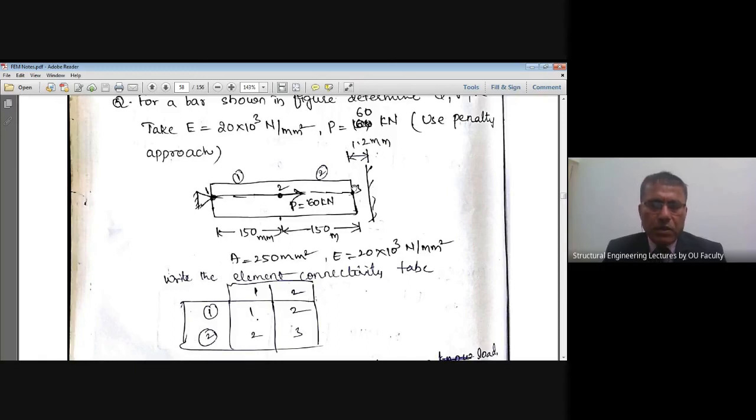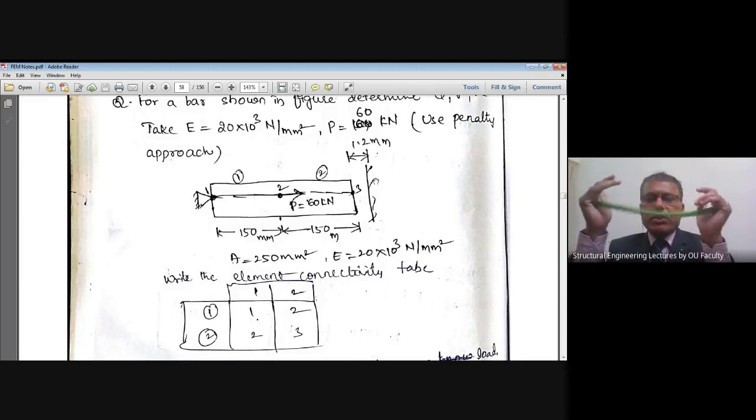But once it moves by 1.2, it encounters a rigid boundary. Then onwards, it will not move. From that point onwards, element 2 will undergo compression. Till then, element 2 will not experience any force. That is called a null member, with no force. Only element 1 is under tension. But once it touches the rigid boundary, it undergoes compression like this.